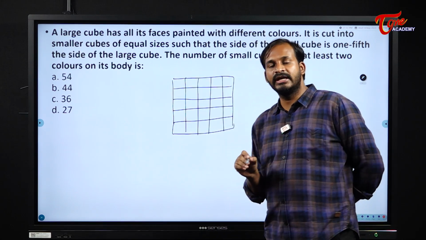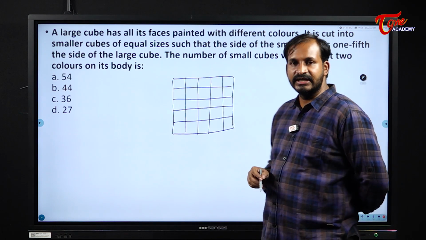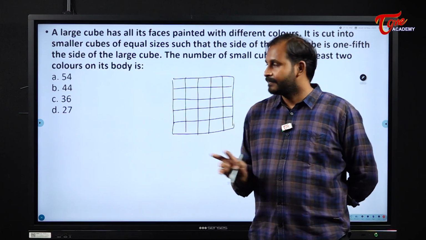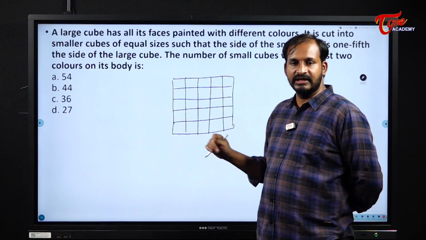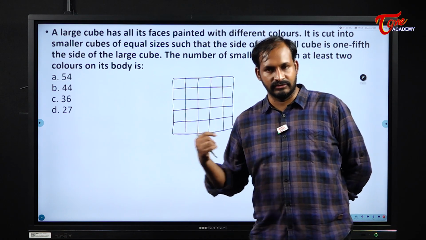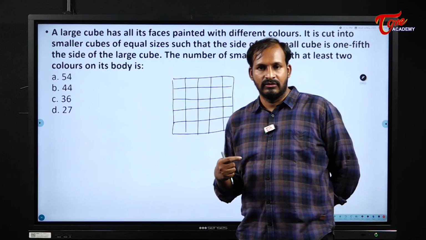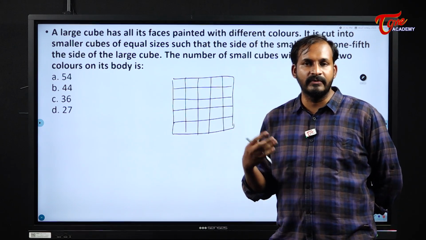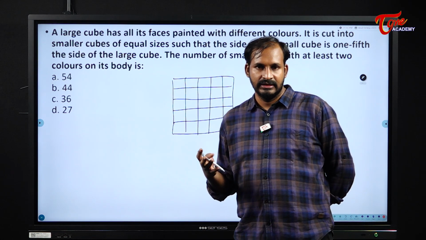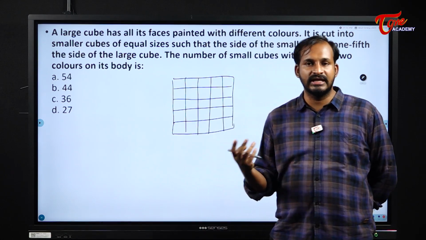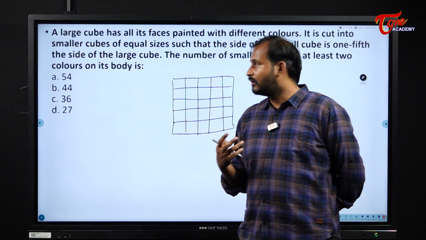See here students, to make it into 5 parts, how many cuts I need to make? 4 cuts are enough. 4 cuts here along its length and 4 cuts along its breadth and height also. Okay, 4 cuts are enough to make it into 1/5. If you want to make it into 4 parts, how many cuts are enough? 3 cuts. If you want to make it into 3 parts, how many cuts are enough? 2 cuts. Okay, now like this.